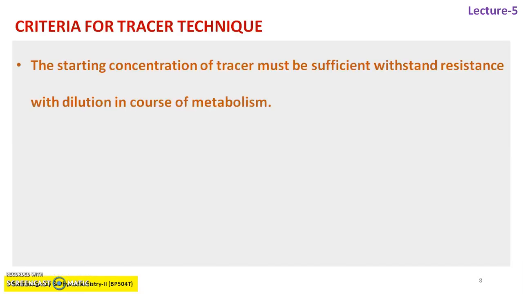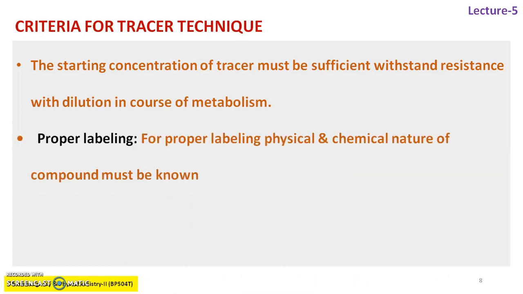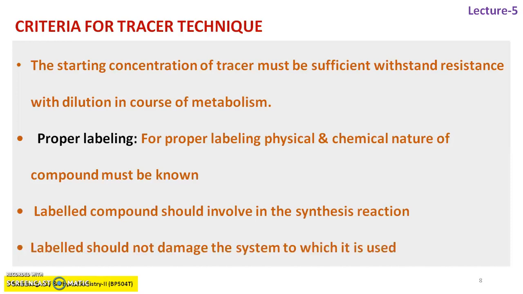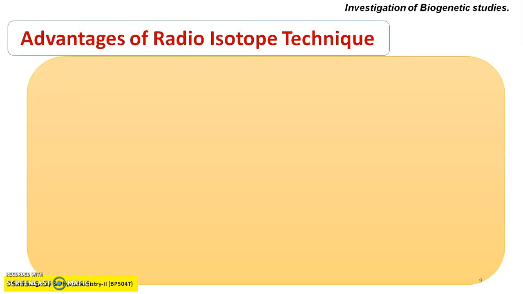Criteria for the tracer technique: the starting concentration of the tracer must be sufficient to withstand dilution in the course of metabolism. So it is very important to know the dilution or concentration of the tracer compound. Proper labeling should be done considering physical and chemical nature. The labeled compound should be involved in the synthesis of the reaction, and the label should not damage the system to which it is applied. So the labeled isotope should be inert.